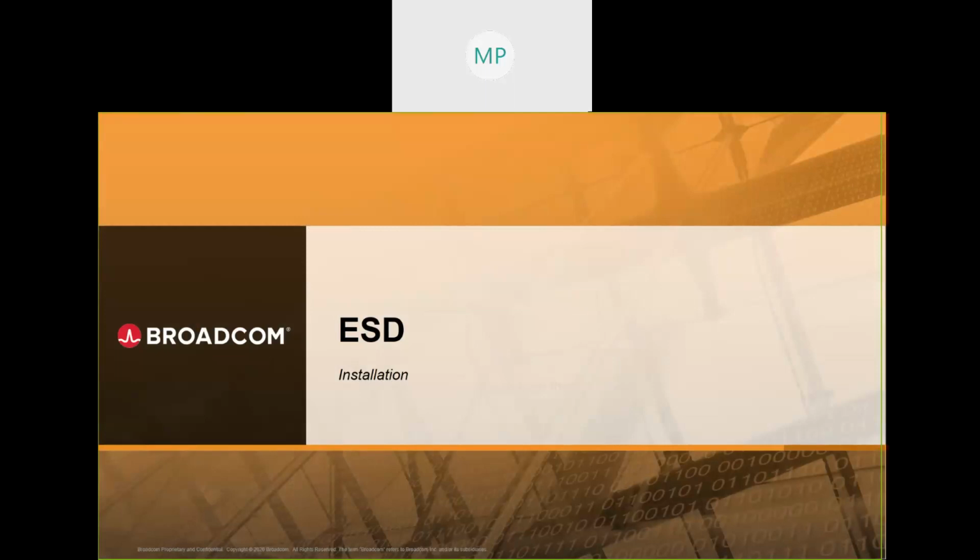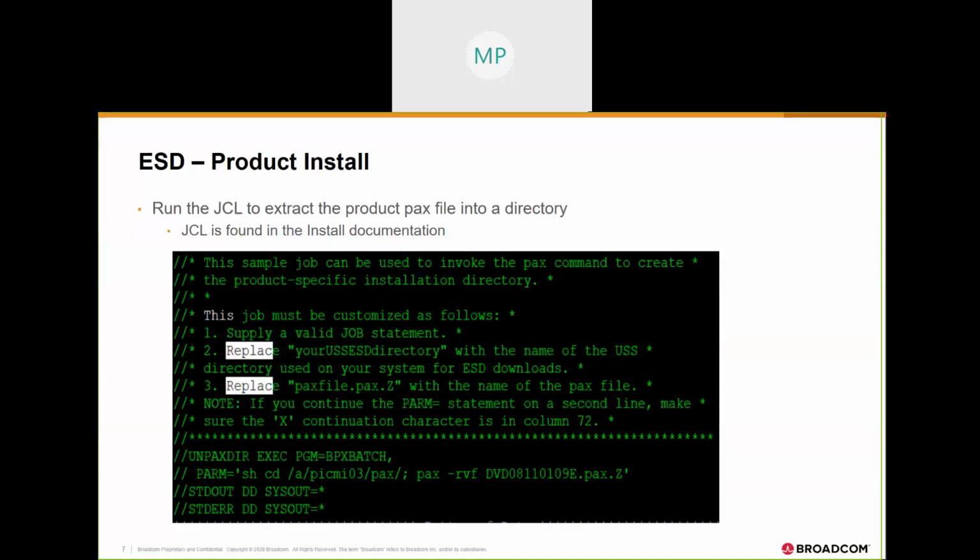All right, so first we'll cover the ESD installation. So first you want to run the JCL to extract the product PAX file into a directory. The JCL is found in the install documentation, and here is a sample of that JCL.